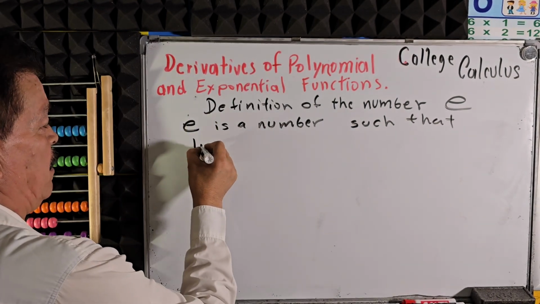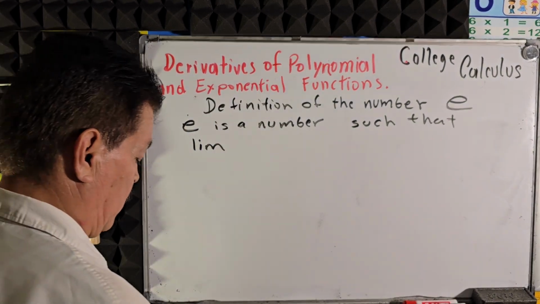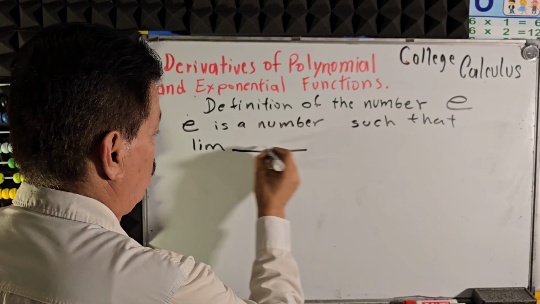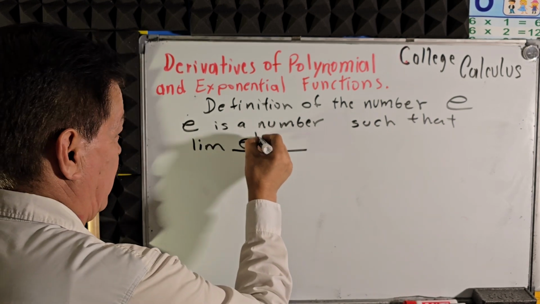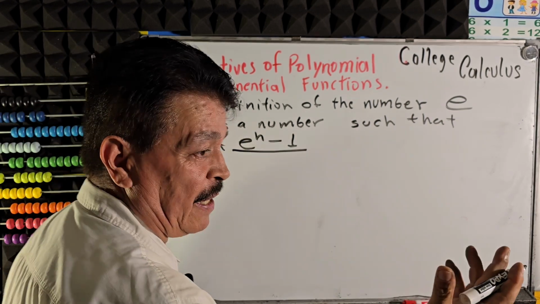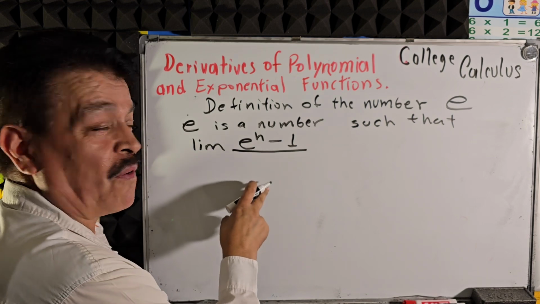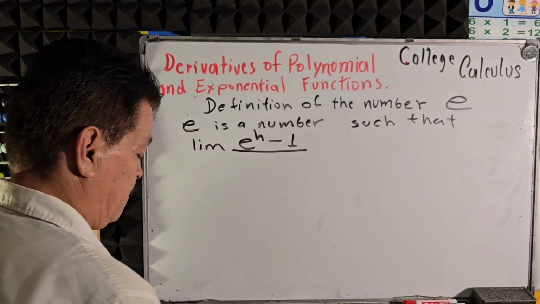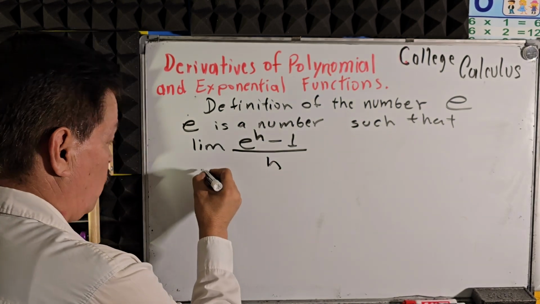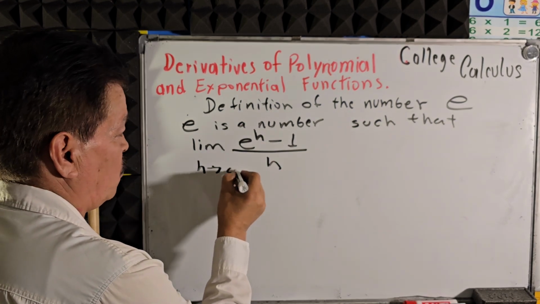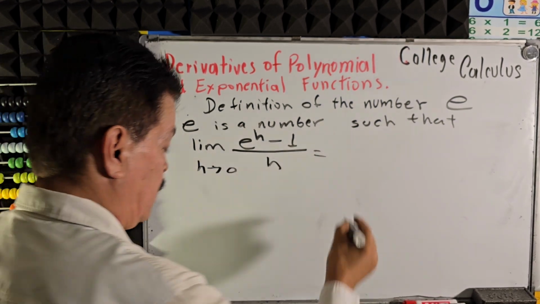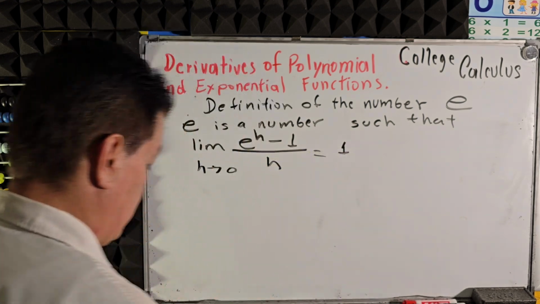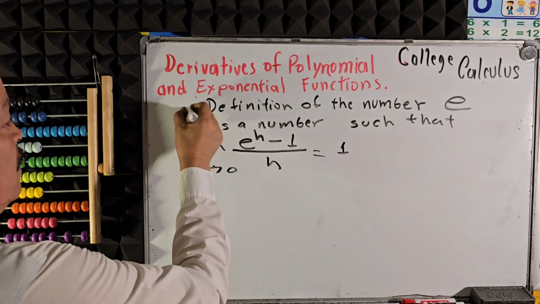we have a limit here. Well, I will write the limit of e to the h power minus 1, divided by h, when h approaches 0, this equals 1. That's why I explained the process before, coming from that process. This is a kind of rule. So another rule, this is one.